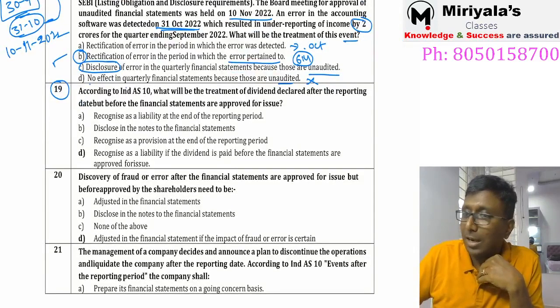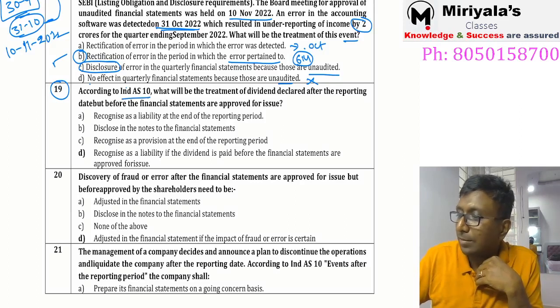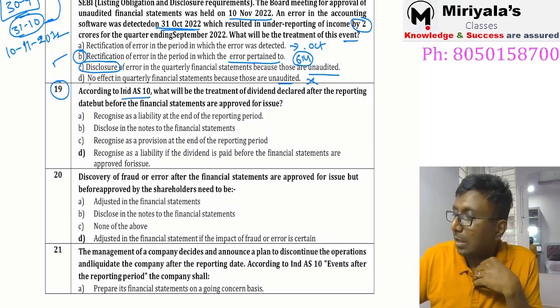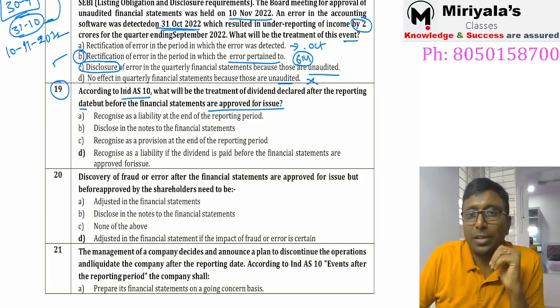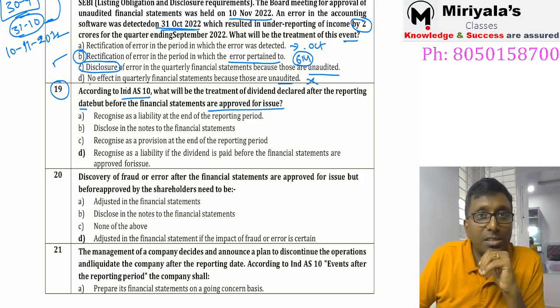So according to Ind AS 10, what will be the treatment of the dividend declared after the reporting date but before the financial statements are approved for issue? Tell me, after 31st March they have declared the dividend. Do you consider this as a liability? Will never consider. Correct. Now, is it adjusting or non-adjusting?